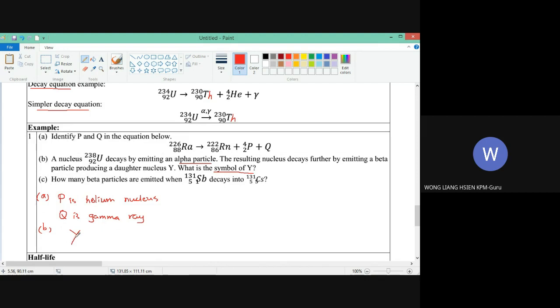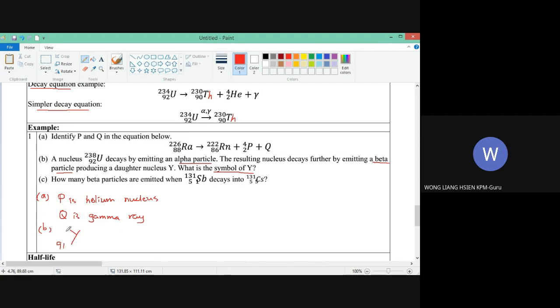So first we look at the number of protons. You see, 92. After emitting an alpha particle, that means the proton number minus 2. And then after that, it says it decays further by emitting a beta particle. That means the number of protons increases by 1. So 92 minus 2 plus 1, it becomes 91. So this is the proton number of daughter nucleus Y.